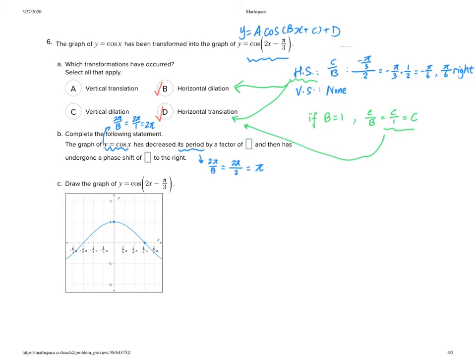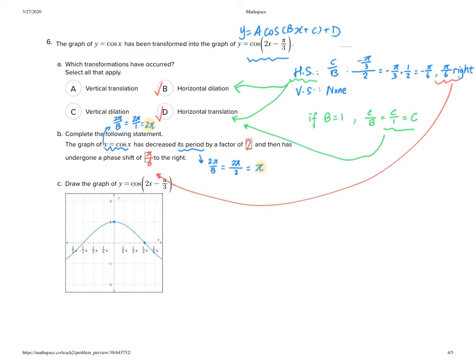Let's answer the question here. The graph of y equals cosine x has a decrease from 2 pi to pi, which means it decreases the period from 2 pi to pi by a factor of 2. And it has undergone a phase shift of the answer we found before, pi over 6 to the right.